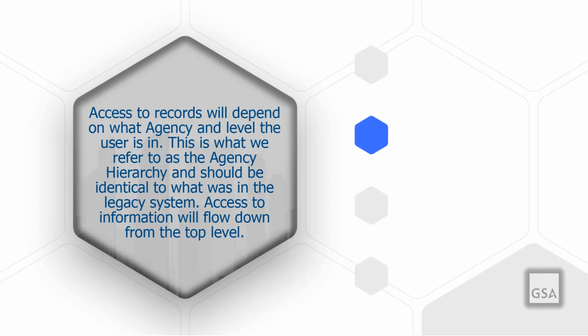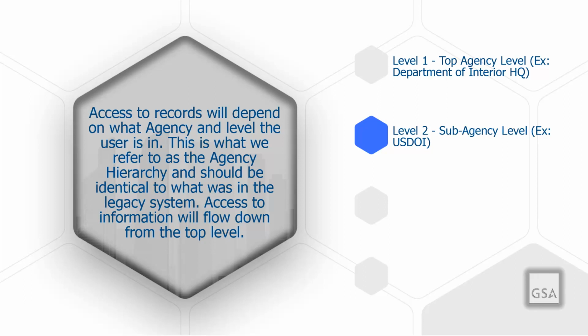Access to records will depend on what agency and level the user is in. This is what we refer to as the agency hierarchy. Access to information will flow down from the top level. Level 1 being top agency level, for example, the Department of Interior's headquarters.